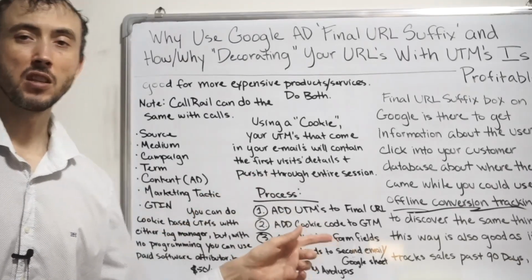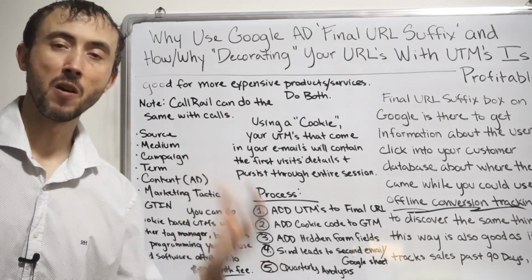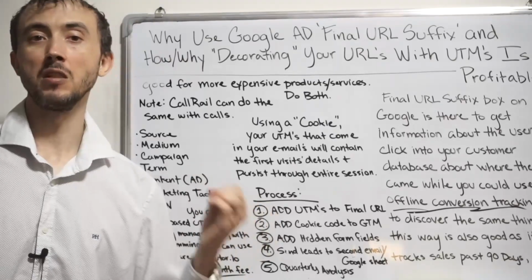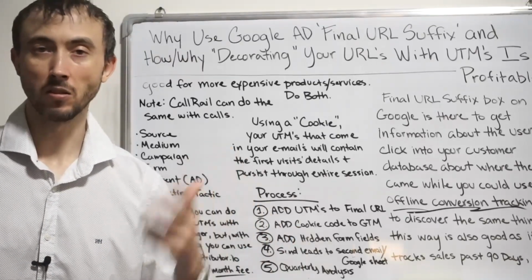So that's the process you follow to have the capability to see, of all the form leads you got, where they're coming from, and then how to narrow down your ads so that you have a guaranteed way to profit from Google Ads ultimately in the long term.